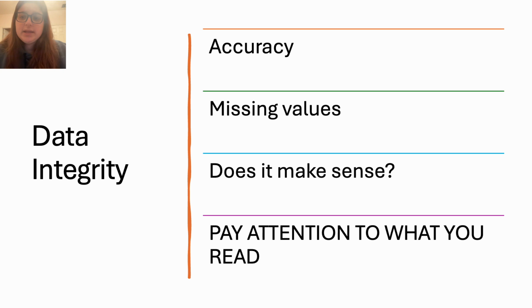Okay. Lastly, I did want to touch on data integrity. I think it's so important to ensure that the data you're collecting, the data that you're reading about, is reliable and verifiable. I think some key things to look at is accuracy. So, is the data correct? Does it match its original source? Are there any missing values? Is the data consistent? Are there discrepancies? Is there conflicting information? And then ultimately, does the data make sense with what is being said?